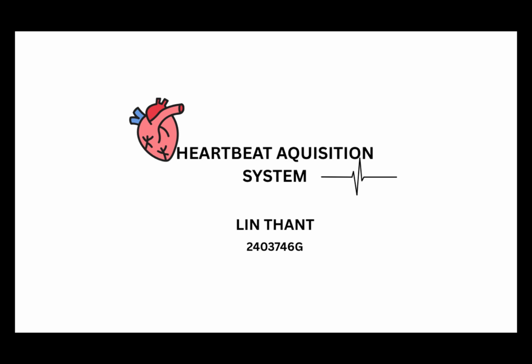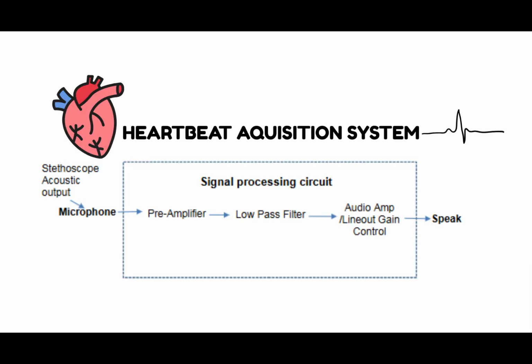This project aimed to design and test a complete biomedical signal processing system to acquire and amplify the acoustic output of a stethoscope. The system consists of four key stages: a preamplifier, an adjustable gain amplifier, a low-pass filter, and a power amplifier. The input is a weak analog signal from the stethoscope, and the output is a clean amplified audio signal that can be broadcast through a speaker.